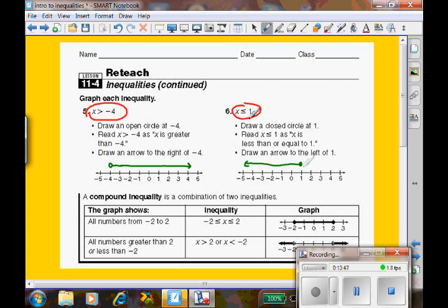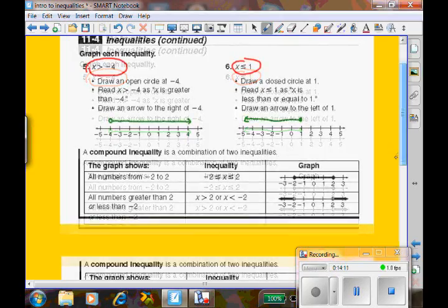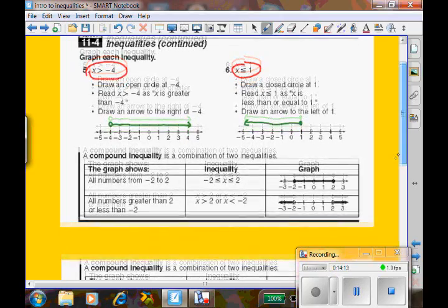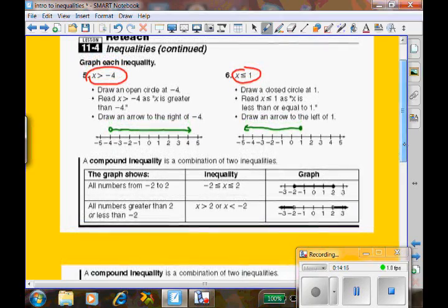On number 6, x is less than or equal to 1. So you have to ask yourself, could 1 be one of the answers? And in this case, the answer would be a big fat yup. So 1 is an answer, so I do a closed circle because I'm including 1 in my answer, and then I want everything smaller than 1, which is to the left. And there you have it. It's just that simple, people.